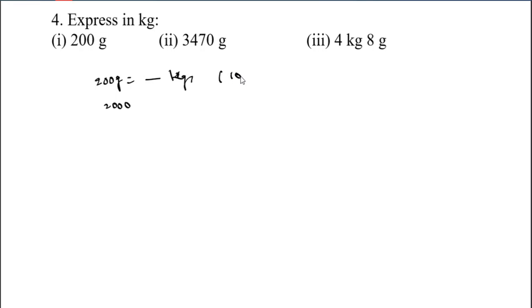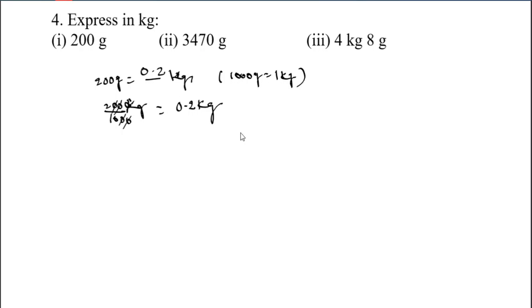We know that 1000 grams is equal to 1 kilogram, isn't it? So you must divide this 200 by 1000 and put kgs. That means we can simplify the zeros: 2 by 10, which is equal to 0.2 kgs. Therefore, 200 grams is equal to how much? 0.2 kgs. So like that, take the second one.